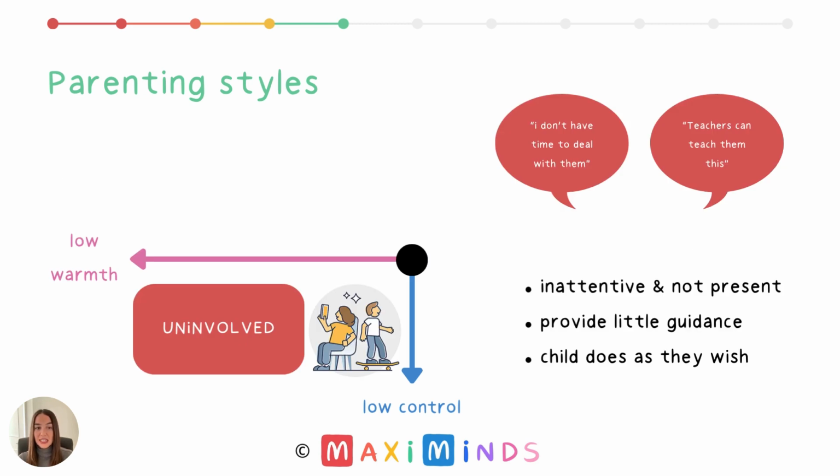And finally, the uninvolved parent is denoted by low warmth and low control. So typically they're more inattentive and not present. They don't provide much guidance at home, and the child does as they wish.